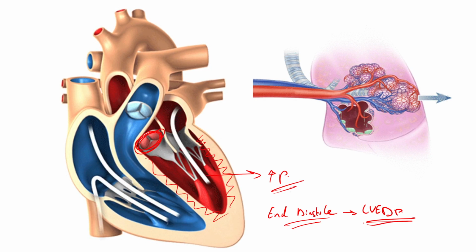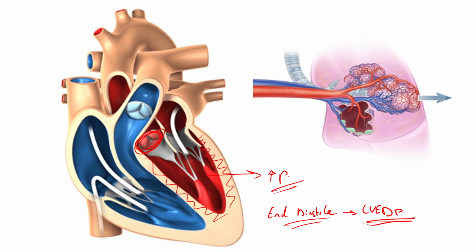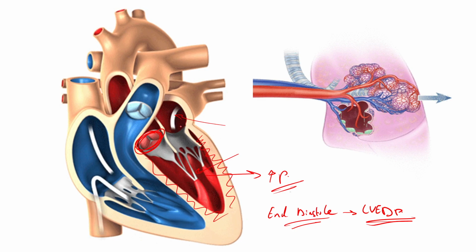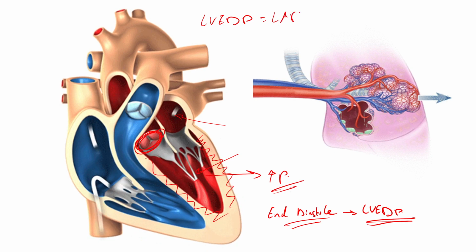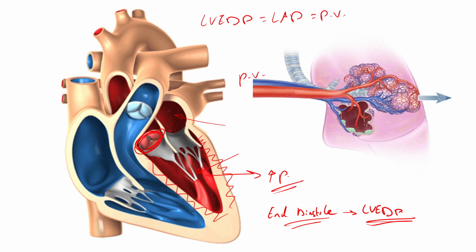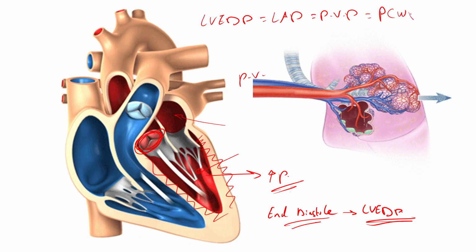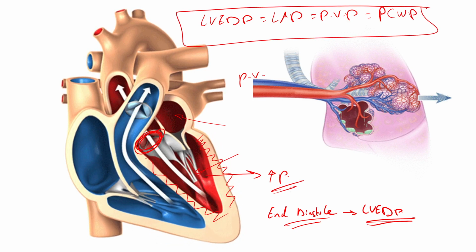When the mitral valve is fully open at end diastole, the left ventricle end diastolic pressure equals the pressure inside the left atrium. So the left ventricle end diastolic pressure equals the left atrial pressure. This pressure is reflected back to the pulmonary veins, called the pulmonary vein pressure, and then to the pulmonary capillary bed, called the pulmonary capillary wedge pressure. This is the normal pressure in a normal subject.